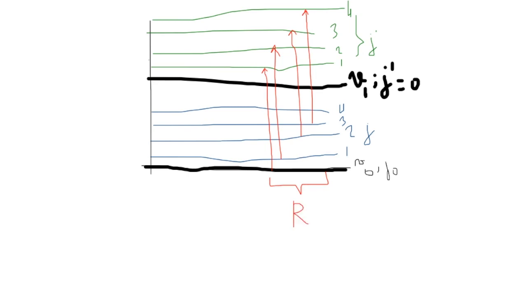However, for the other one, we start from J equal 1 to J equal 0, and then from J2 to J1, and then from J3 to J2, and then from J4 to J3. And these are the first four lines, if you want, in the P branch. Okay?